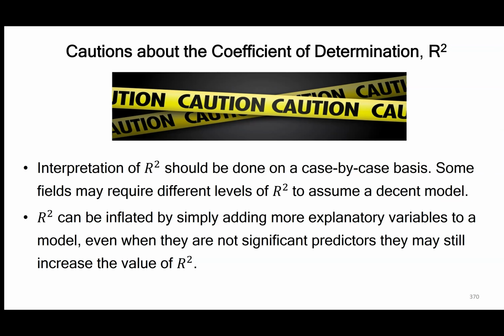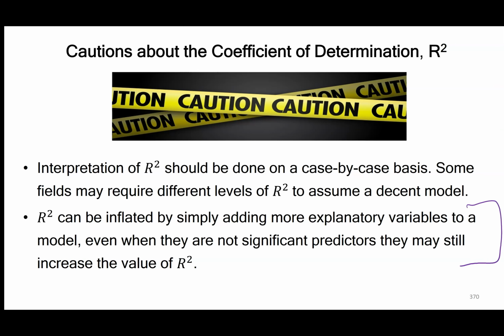So, like the correlation coefficient, there are cautions about using R squared. You want to use it, but you want to use it in an informed way. So it needs to be done on a case-by-case basis. Certain fields might say 0.9081 is great, or another field might say, no, that's not high enough, we need a higher R squared to be satisfied. So it depends on the field.